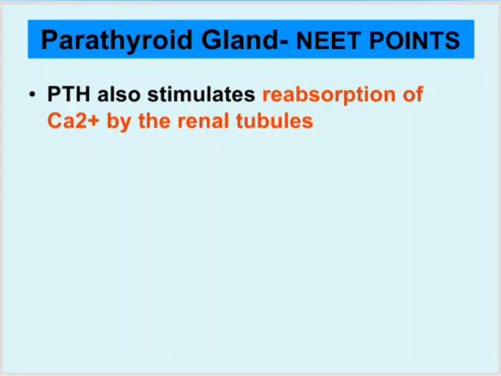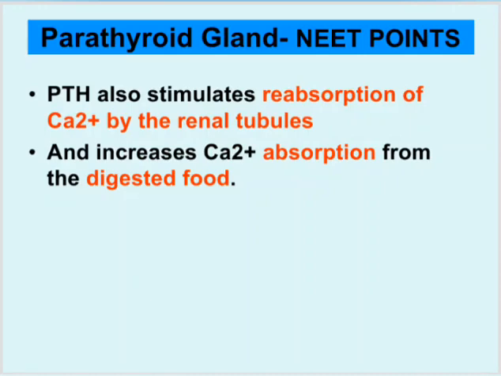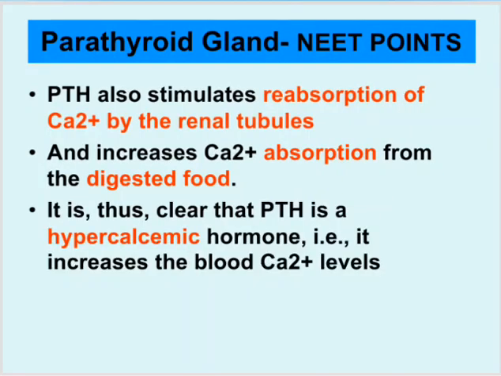That means the PTH takes the calcium ions from the renal tubules of the kidney and deposits them into the blood, and increases the calcium absorption from the digested food. That means from our intestine, it takes the calcium ions from the digested food and sends them into the blood. In such a way, it increases the blood calcium level. It is thus clear that PTH is a hypercalcemic hormone. That is, it increases the blood calcium level.